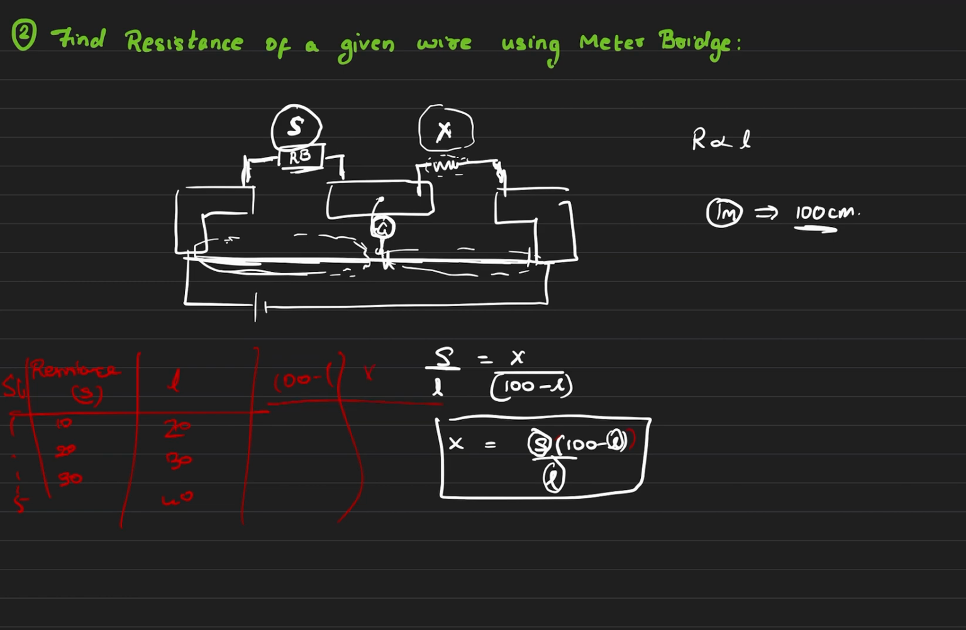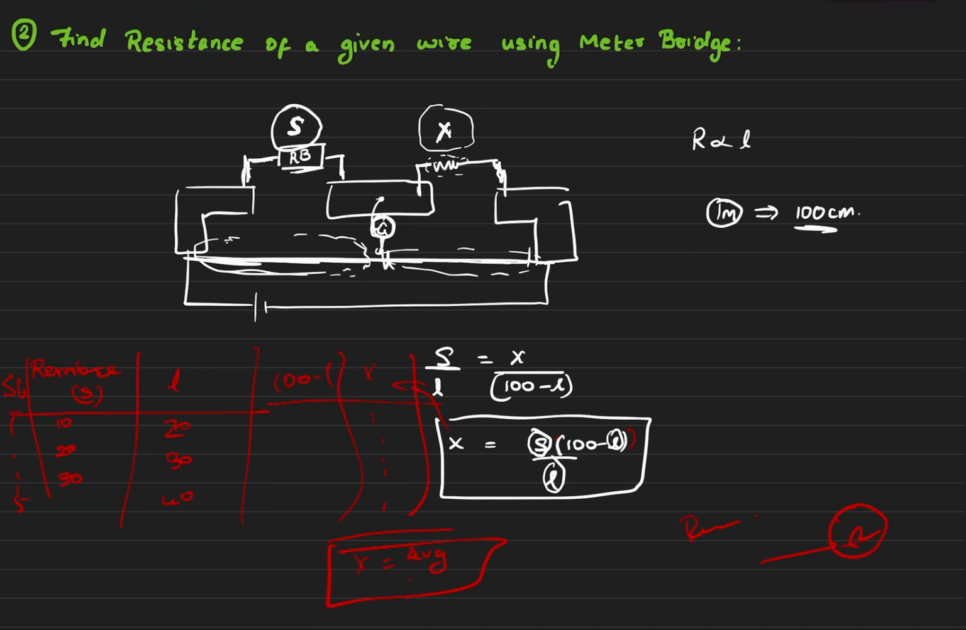Then you are going to find X by substituting the different values in this formula. Then you are going to find the average of that X. If you find the average, you will get the value of our unknown resistance. That's it. It's a very simple experiment. Then you can write the result: the final value of resistance for the given wire was found to be dash ohms.